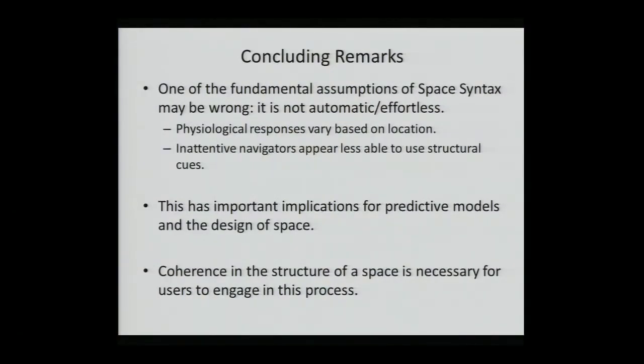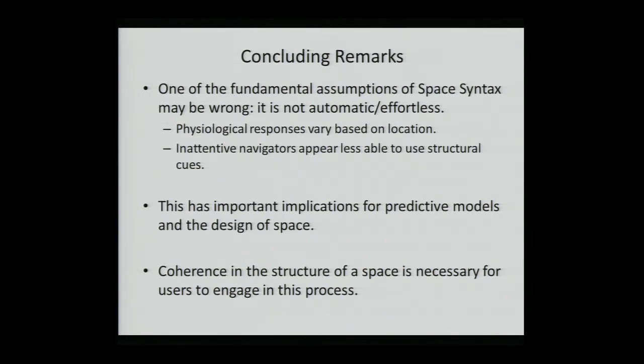But I think this evidence clearly speaks to the fact that you might need to know a little bit about your navigators, or might be able to improve your predictions by knowing at least some general factors that might influence them. And we've shown this by looking at both the physiological responses as they vary, and they vary systematically by location, and also that inattentive navigators do not appear to use structural cues. So both of these together support the idea that attention is important. And that in itself is a pretty novel finding, I think.